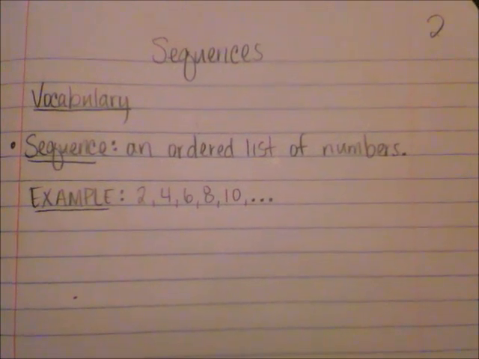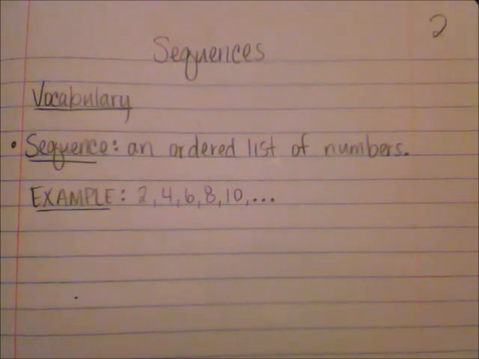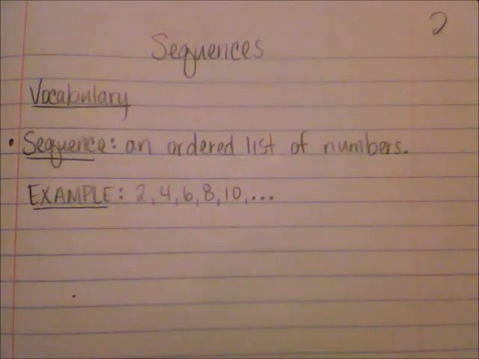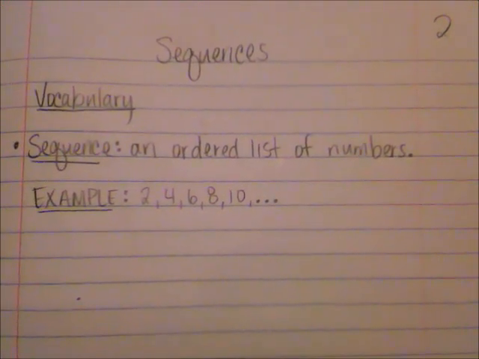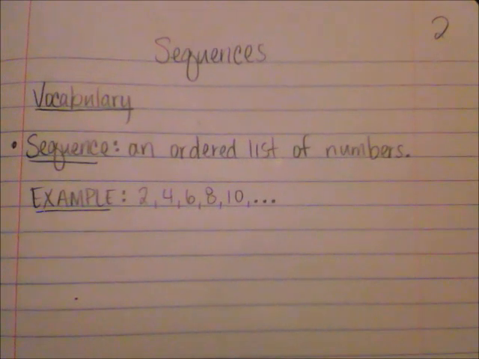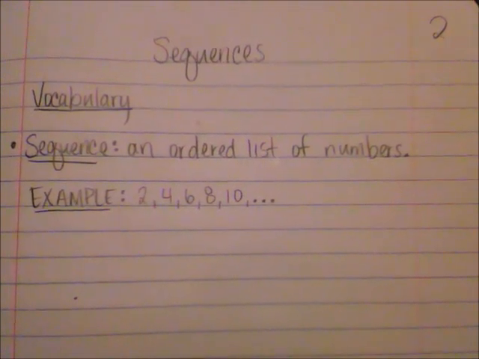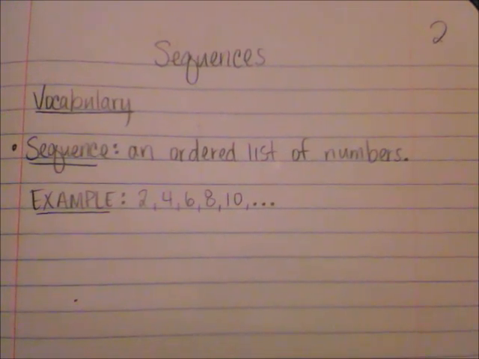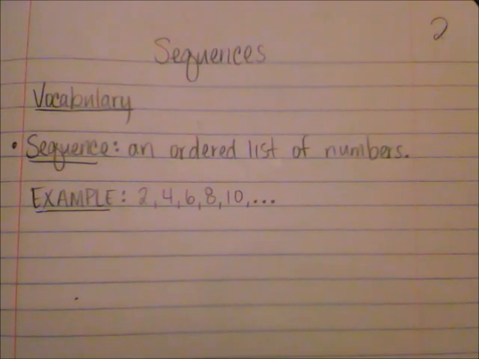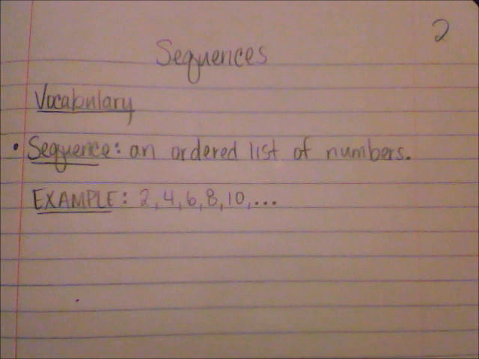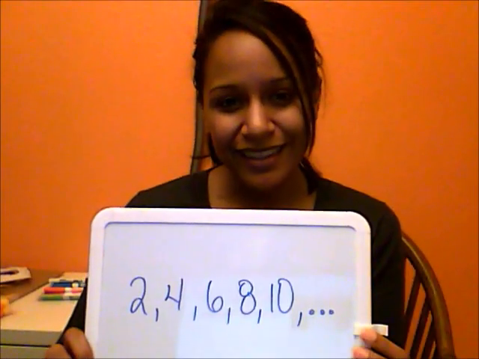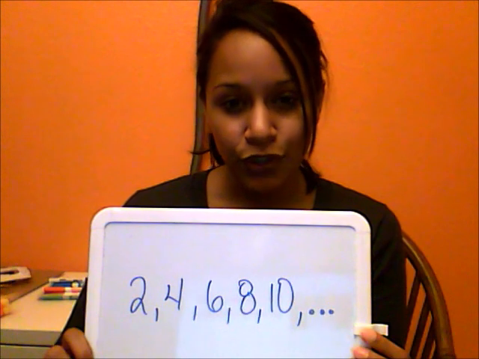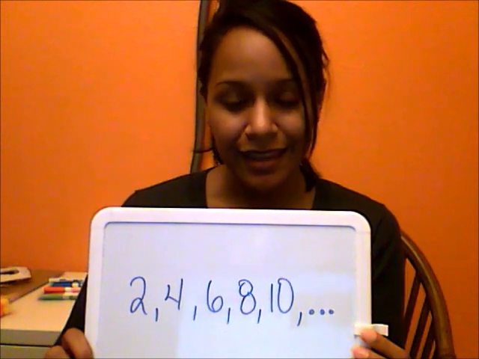If you haven't already yet done so, go ahead and add the word sequence to our vocabulary list. Again, sequence is an ordered list of numbers. The example I included was the one I had written on my whiteboard, which was 2, 4, 6, 8, 10. Again, pause the video if you need to and write this down.